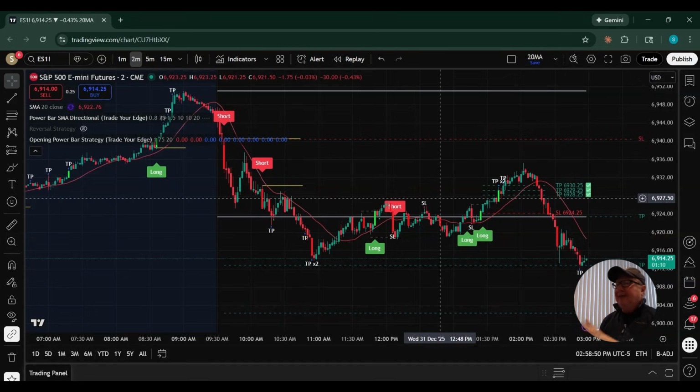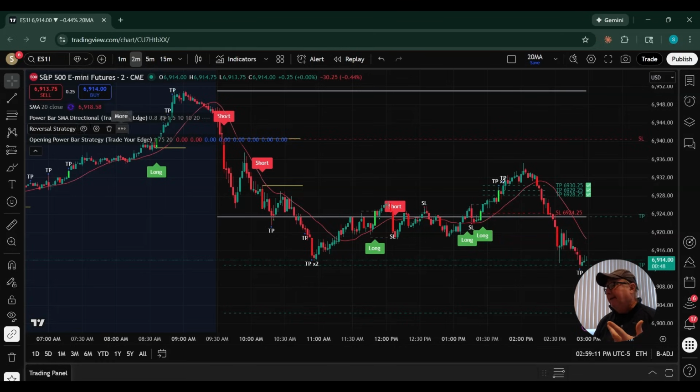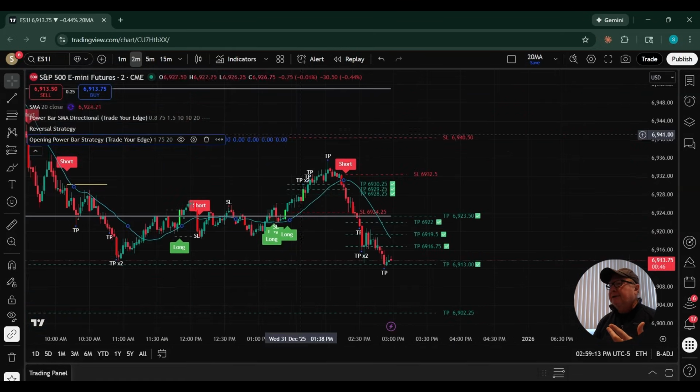You don't have to have an indicator to trade the power bar strategy, right? You'll see other videos I've done where I don't talk about an indicator. I did it to make it simple. I put together the indicator to make it very simple, very visual, to be able to trade the power bar, the opening power bar, and again, the reversal strategy.